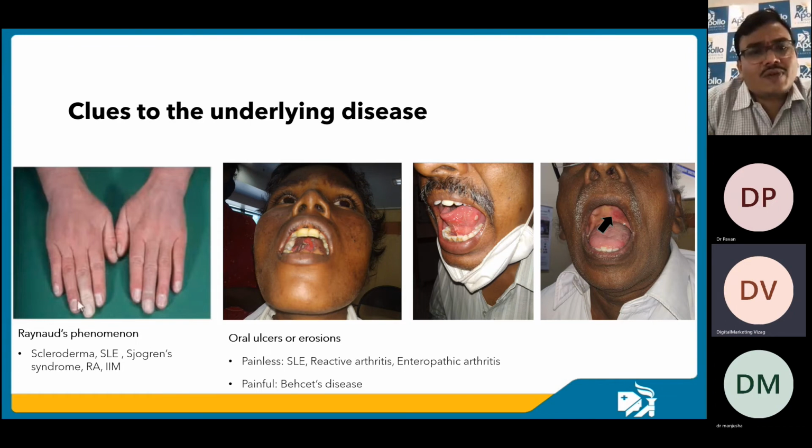So my differentials will depend on whether, well, I'll ask the patient whether they are painless or painful. If they are painful, the differential we consider is Behçet's disease. If it is painless, it is predominantly SLE, reactive arthritis, or enteropathic arthritis. In this case, the first figure, the patient most common is an SLE, and the hard palate erosion is a common association with SLE.